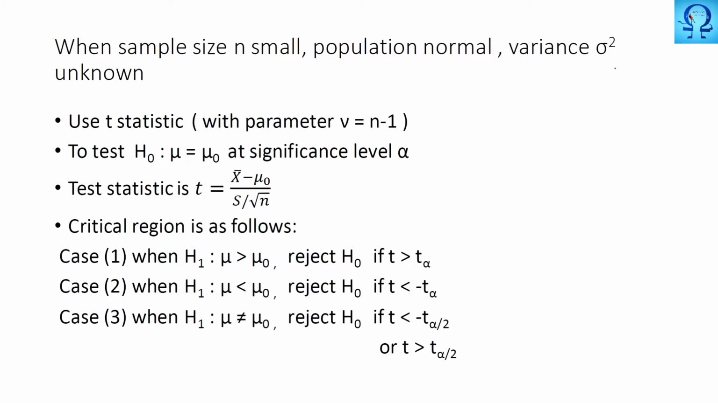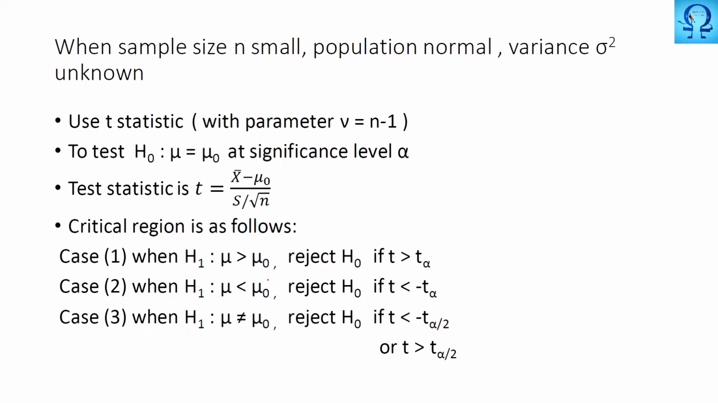And the variance sigma square is unknown in this case. In that case, what do we do? In place of sigma, we make use of the sample standard deviation s to proceed with the calculation. When we use the statistic, we need to be careful with the parameter nu, which is n minus 1. At the level of significance alpha, we are going to test it just like in the previous case. Here also we have the three cases in the alternate hypothesis.